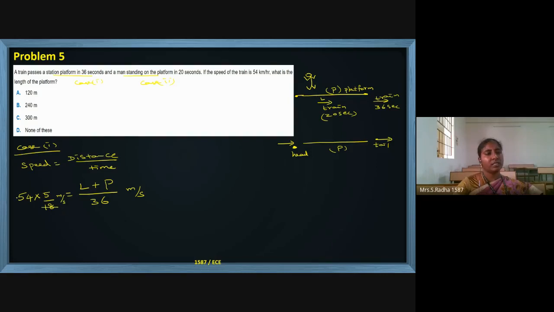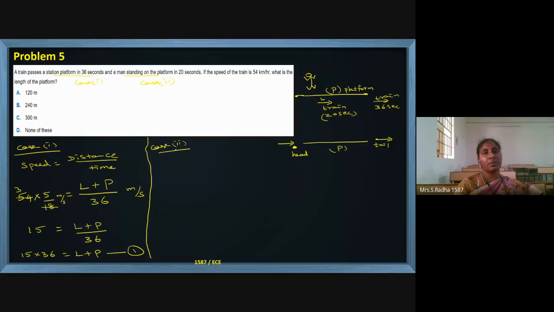Now 18 ones are 18, 18 threes are 54, left side you will get 15 equal to L plus P divided by 36, and 15 into 36 is nothing but L plus P. I will make it equation number 1. Case 1 I will come back to later. Now I am moving on to case 2.